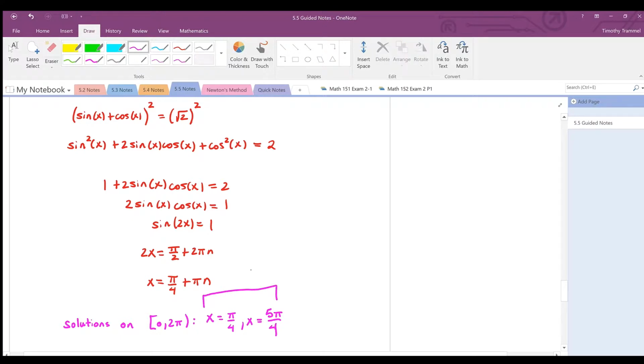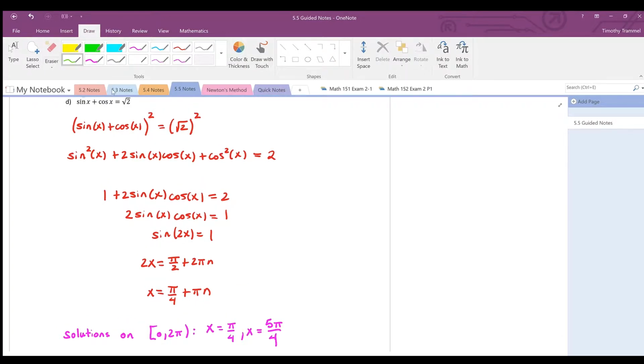So all of our potential solutions are right here. And I did use the word potential for a reason. Before we finish this problem, we need to check for extraneous solutions. Because we squared both sides of the equation, it is possible that one or two or none of these solutions satisfy the equation. And there's only one way to find out, and that's to plug them in. So we actually need to check. You can use your calculator, but let's say we were going to check that x equals pi over 4.